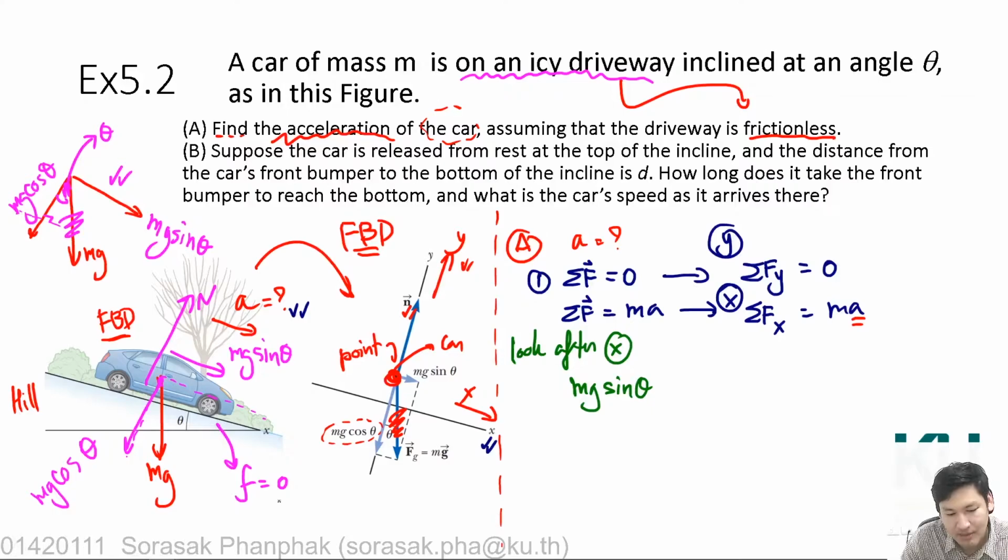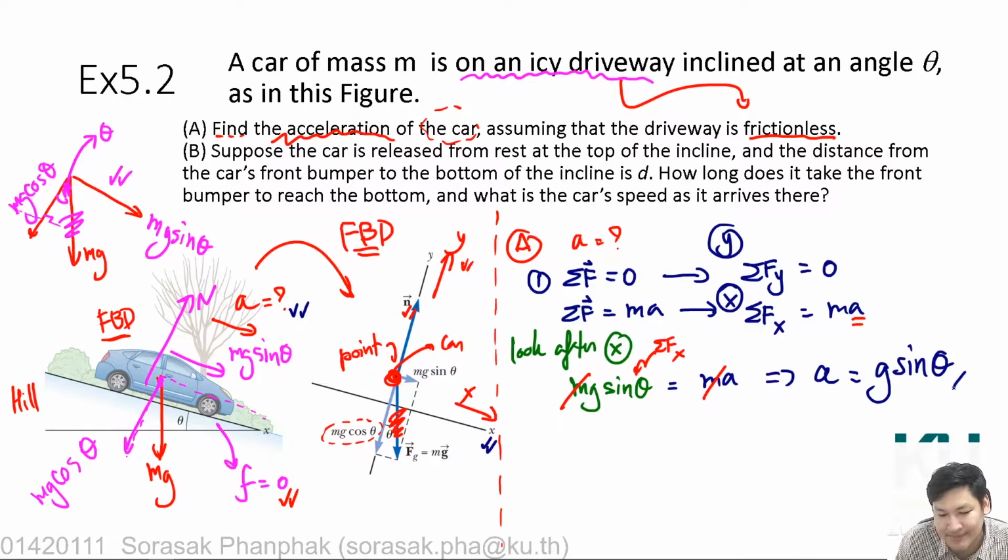There's no friction because of the icy path driveway. So this is only your resultant force in x direction. So you have mg sine theta equal to ma, so that your a equals g sine theta. If you know theta and you know g on the earth is equal to 9.8 meter per second square, you can find the acceleration in meter per second square out of this information.